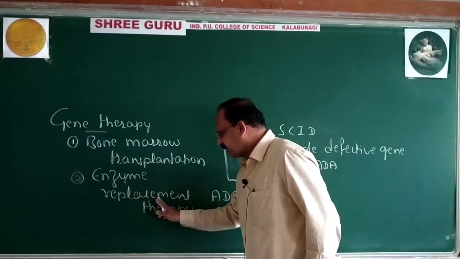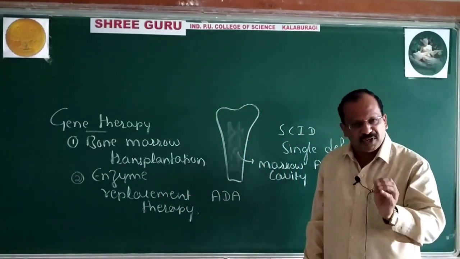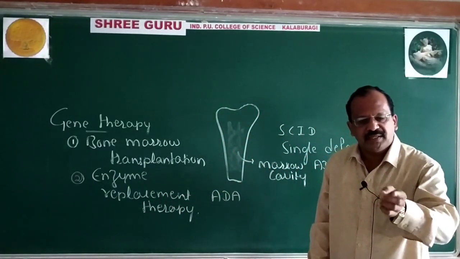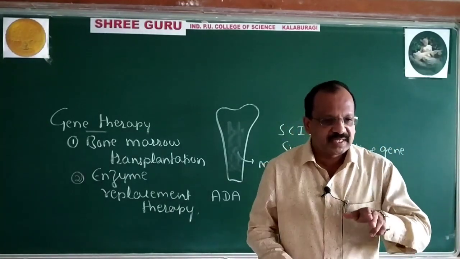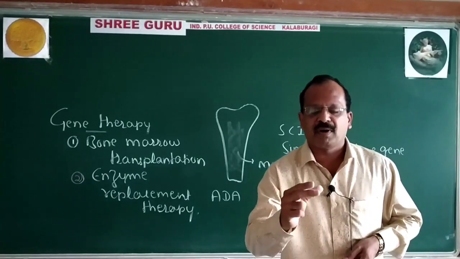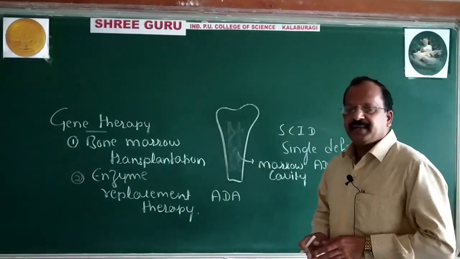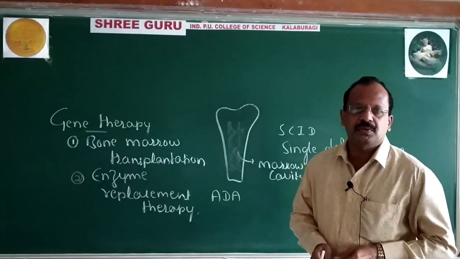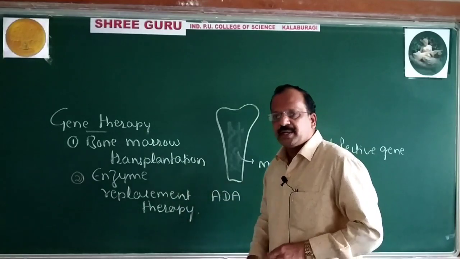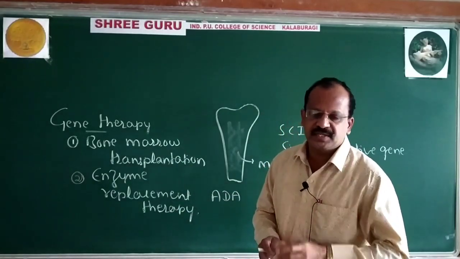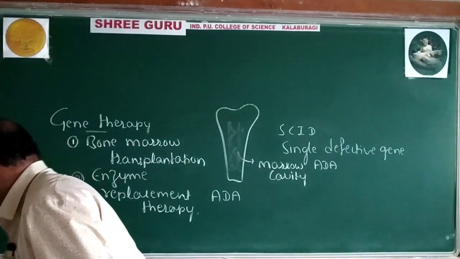Enzyme replacement therapy. In the second technique, functional adenosine deaminase is given to the patient in the form of injection. But by these two techniques, it is not possible to treat the disease completely. Better go for the third one.